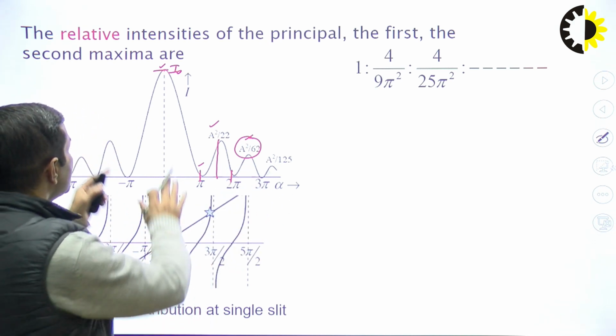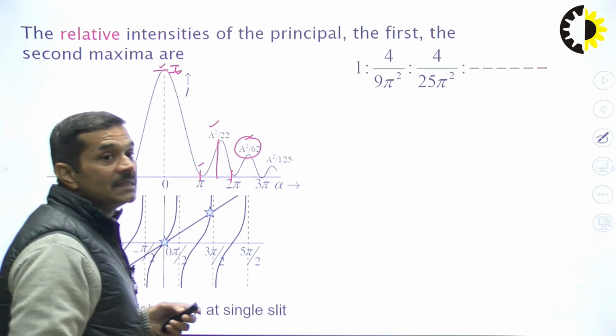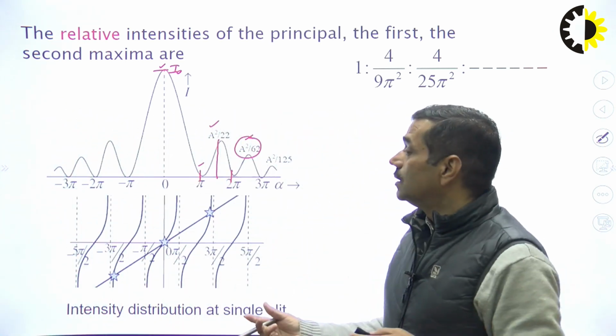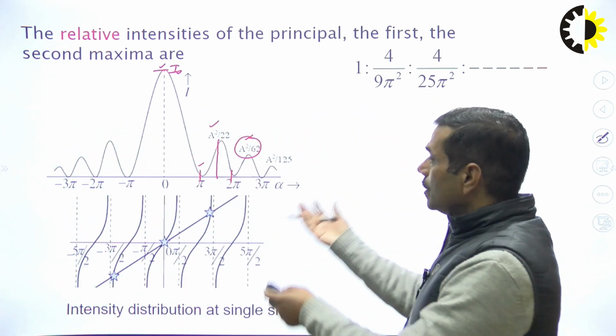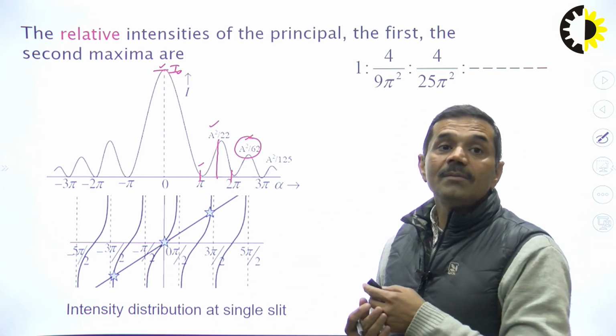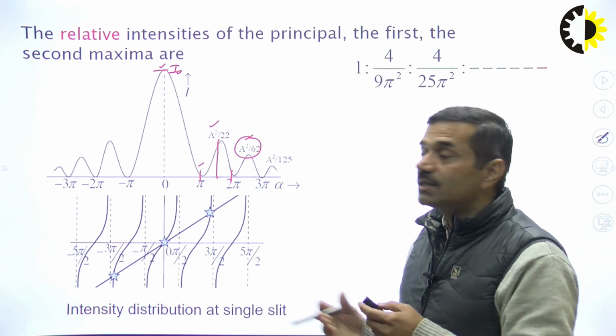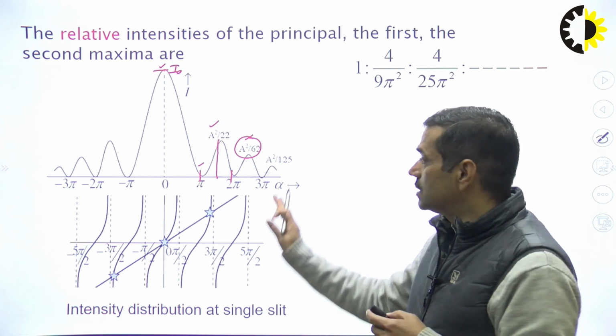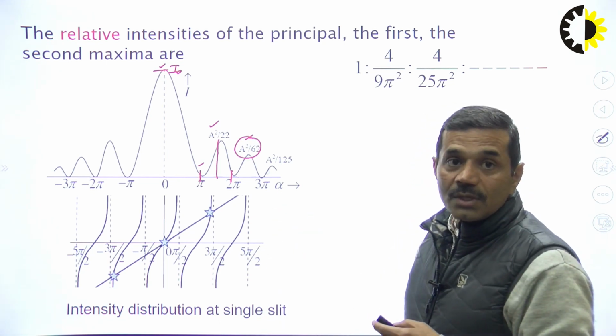So this is the intensity pattern due to the single slit. We can see there will be one central maximum and successive secondary maxima, and between two successive maxima there will be minima. So this is the resultant intensity distribution due to the single slit.